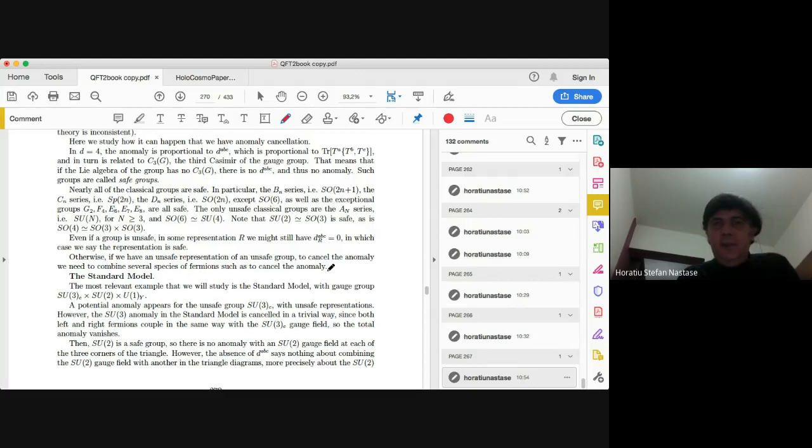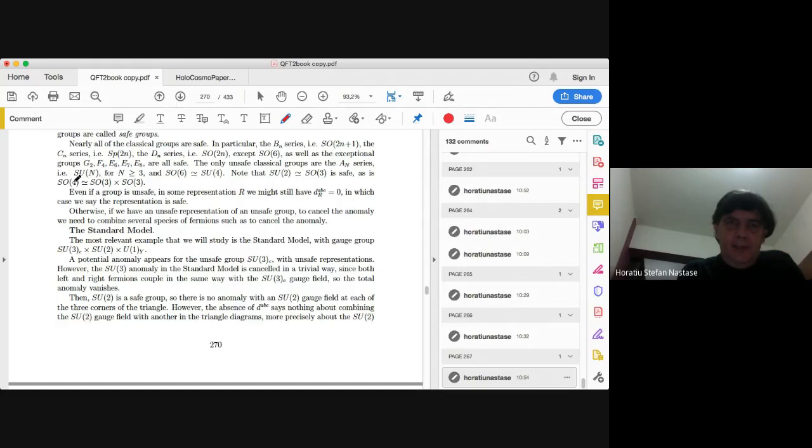So in the standard model, a more relevant example, we have the group SU3 cross SU2 cross U1. SU3 is unsafe, as we said, and it has unsafe representations. However, in the standard model, the anomaly is canceled trivially because we have the same coupling of both left and right fermions. So we said that this is a chiral anomaly for chiral fermions, but we have chiral left with the anomaly coming with a plus, and chiral right with the anomaly coming with a minus. So the anomaly cancels trivially because we have the same coupling to the left and right.